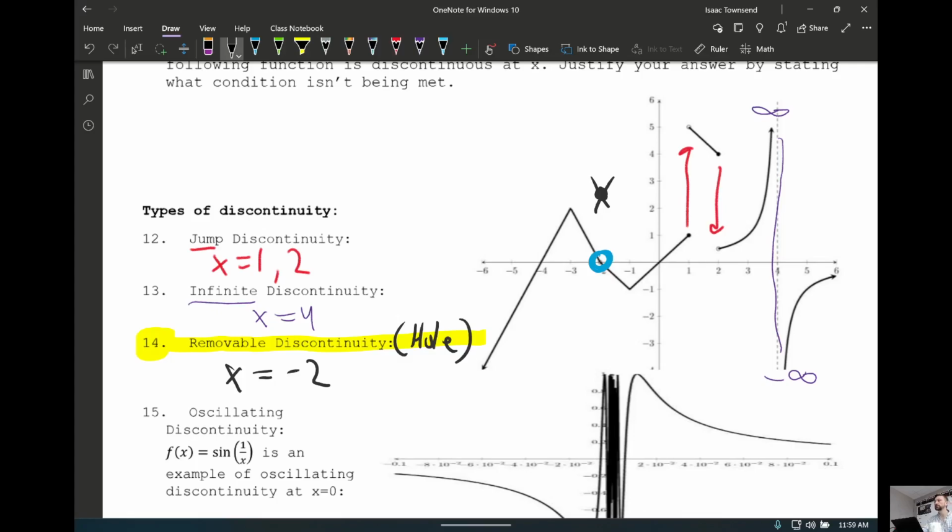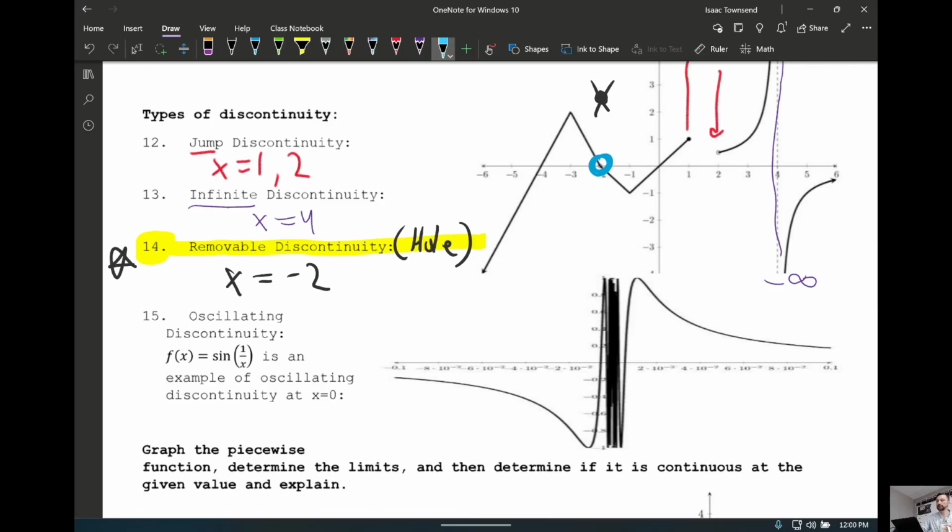X equals 1 and x equals 2 are not removable because the whole function's jumping up. It's not just not existing at a point or just jumping for a point. So that's the one that I would put a star by. Again, not intuitive. The other 2 are a little bit intuitive.